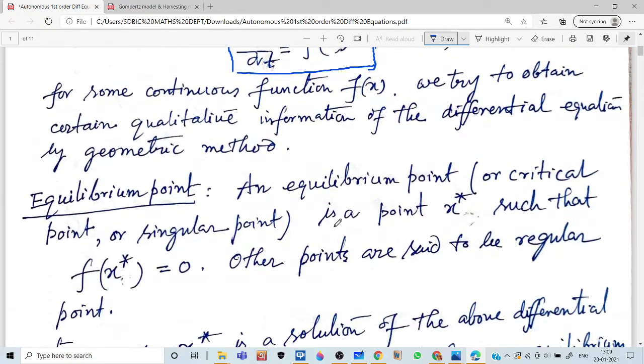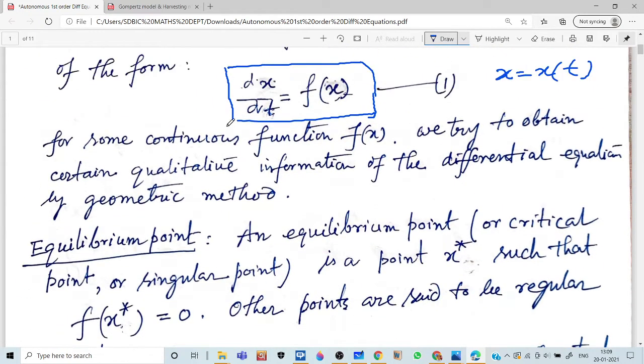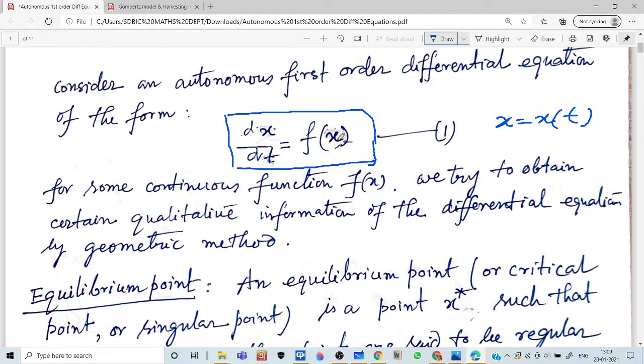So first consider this differential equation, first order. Obviously this is a first order differential equation, and maybe linear or non-linear. Here x is the dependent variable, and t is the independent variable.